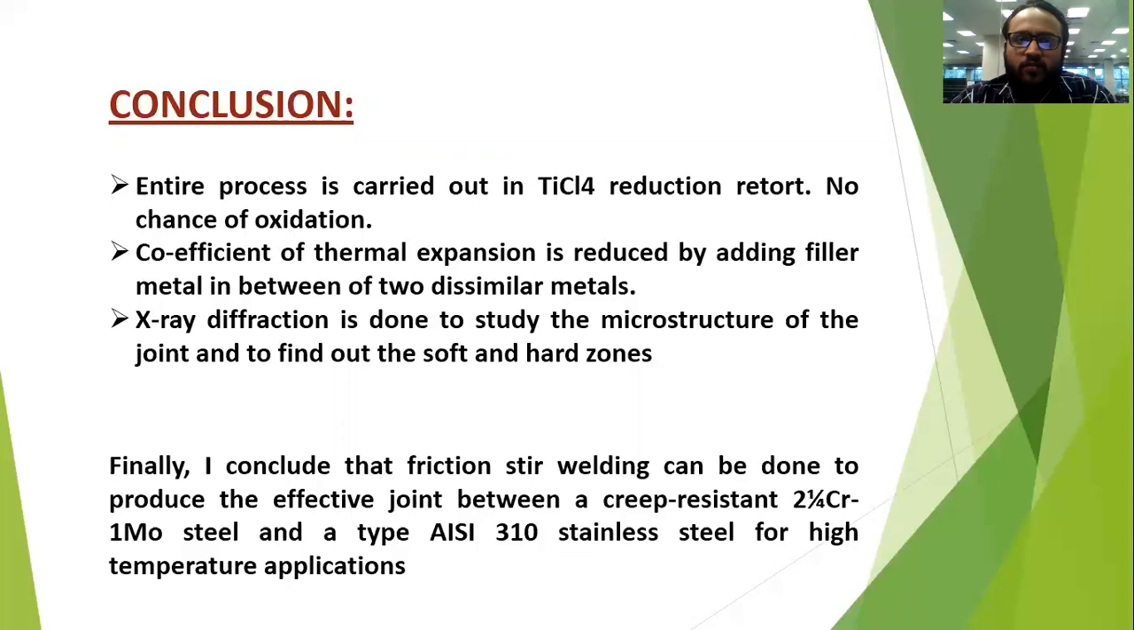The whole process is carried out in a titanium chloride reduction reactor, so there is no chance of oxidation, and the coefficient of thermal expansion is reduced by adding filler metal in between the two dissimilar metals. After the joining process, X-ray diffraction tests were done on the metal to study the microstructure of the joint and to find out the soft and hard zones of the joint. Finally, I conclude that friction stir welding is a possible solution and the best solution to join two dissimilar metals.